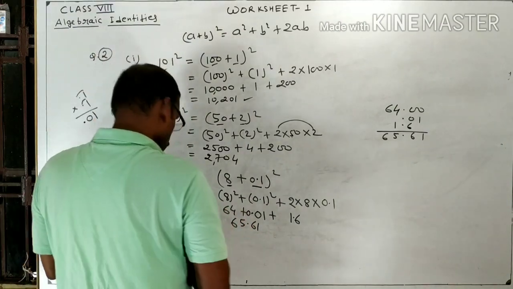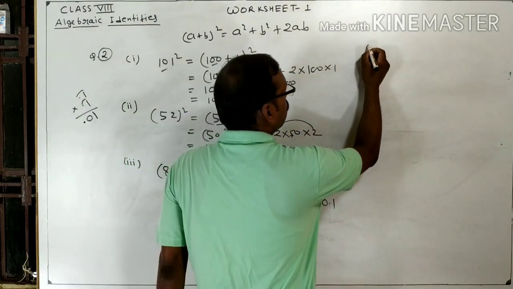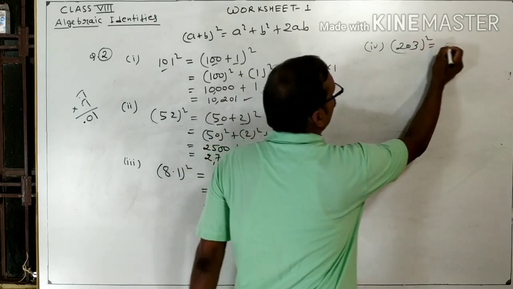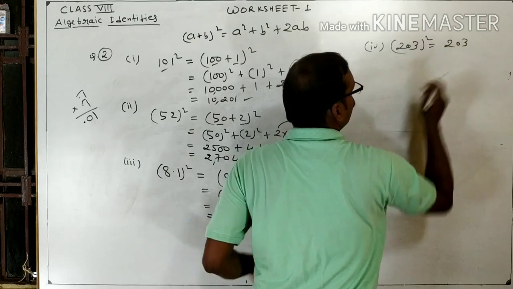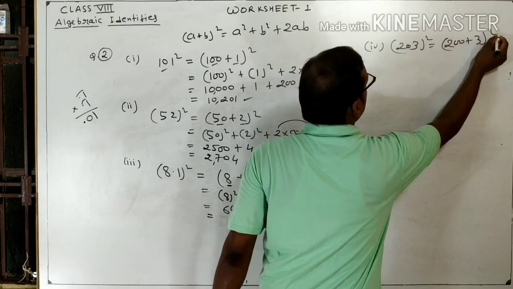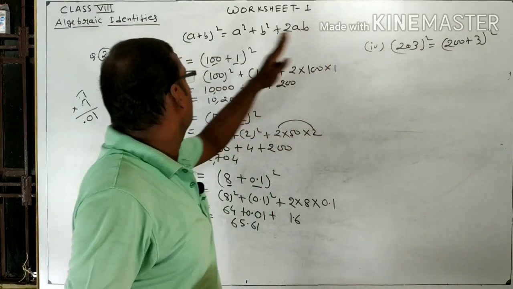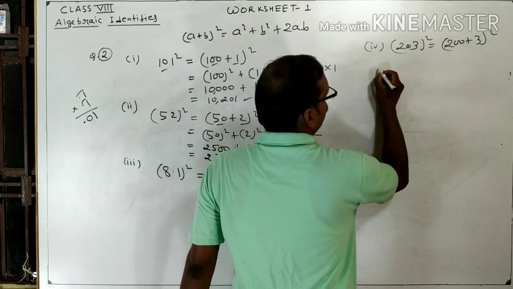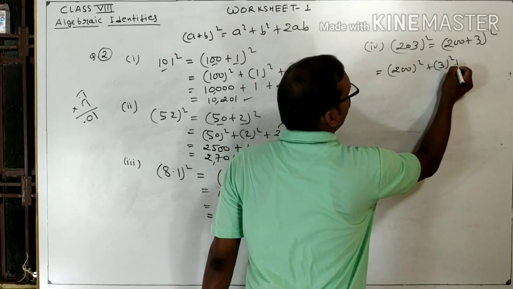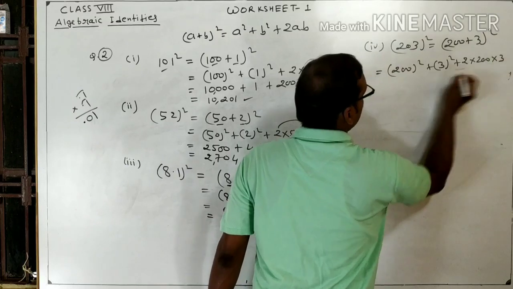Question number 4: 203 square. So write down 203 as 200 plus 3, whole square, and solve it as question number 1, 101. This is very much similar to question number 1. So A square, 200 square, plus B square, 3 square, plus 2 into first number 200 and second number 3. Now solve it.